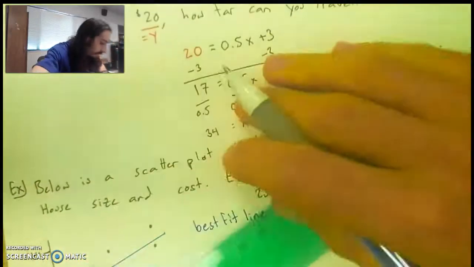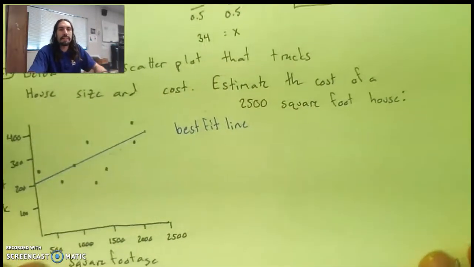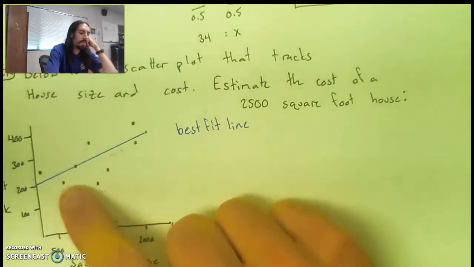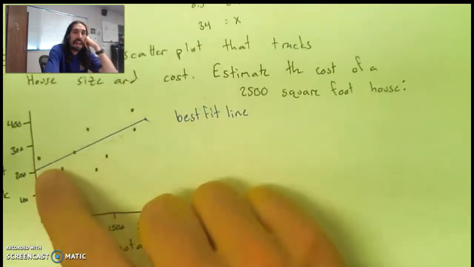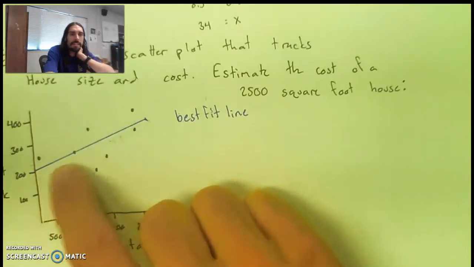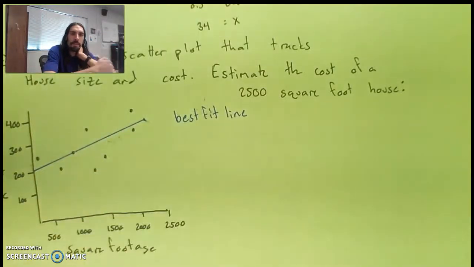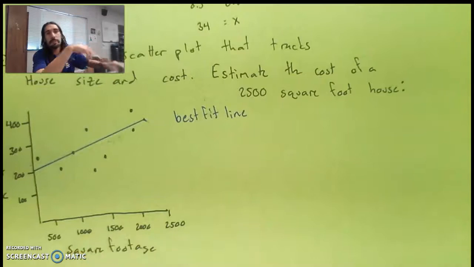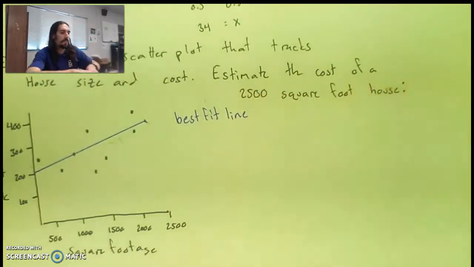I probably could have done a little better on that line, but I'll take that. The idea is there's some points that are below the line, there's some points that are above the line. I didn't have to hit 200 on the y-axis. My line's probably a little bit high right now. But the idea is this line in blue is in the middle of all of my data points. There's some points above, there's some points below. Now that I have a best fit line, I could write the equation for that. We're not going to this time. We are just going to estimate the cost of a 2,500 square foot home.